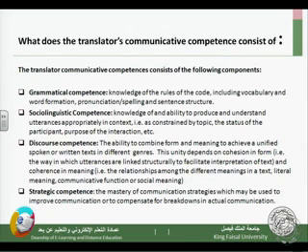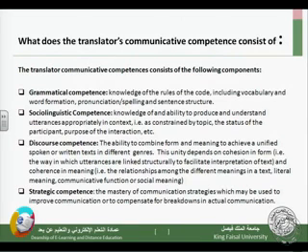Grammatical competence. The grammatical competence means knowledge of the rules of the code. It means if you want to translate from Arabic into English, your grammatical competence should contain knowledge of the rules of that language, English and Arabic. In other words, vocabulary, word formation, pronunciation, grammar, and sentence structure and spelling. All these come under grammatical competence.